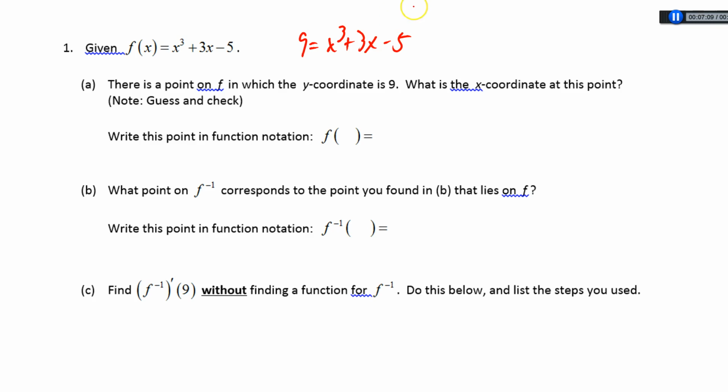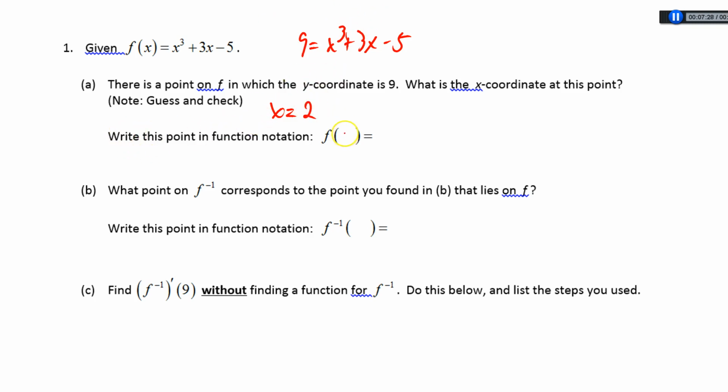Well, if they tell us we can guess and check, hopefully it's not too complicated. Let's try 1 first. 1 cubed is 1, plus 3 is 4, minus 5. Nope, negative 1. That won't work. Let's try 2. 2 cubed is 8. 8 plus 6 is 14. Minus 5 is 9. So the x-coordinate is going to be 2.